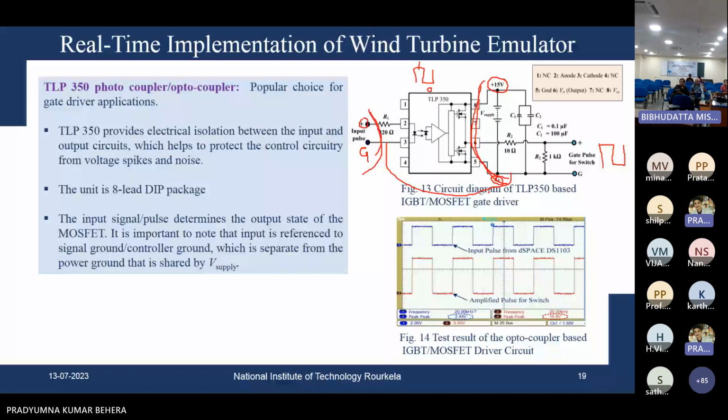The test results of the optocoupler based IGBT MOSFET gate driver circuit are shown in figure 14. Here you can see we are getting an input pulse leveled at 5 volt from the dSPACE, and the red waveform is at 15 volt, which is given to the MOSFET.